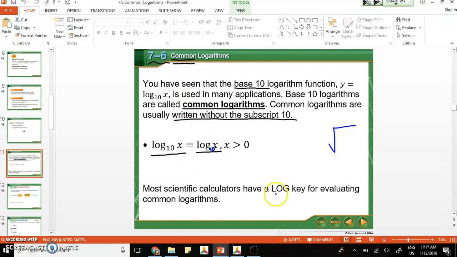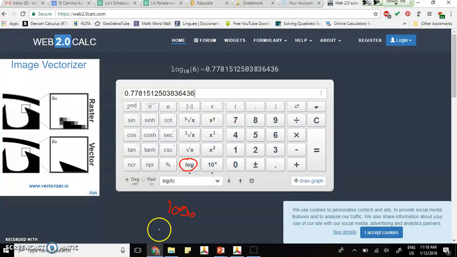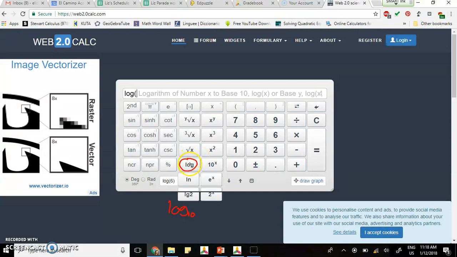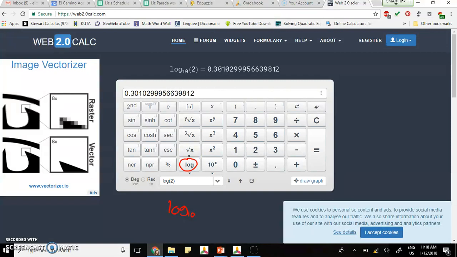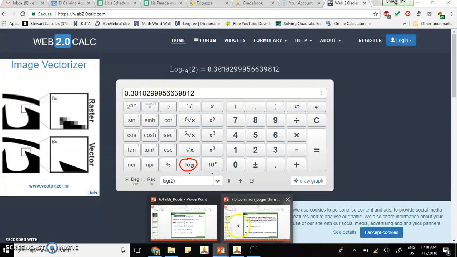And most scientific calculators have a key that allows you to evaluate common logarithms like that. If we look here at this scientific calculator, this is our log key, and it is log base 10. So if we wanted to evaluate the logarithm of any number, let's say the logarithm base 10 of 2, we can just put that in and click, and it will give us the decimal representation.